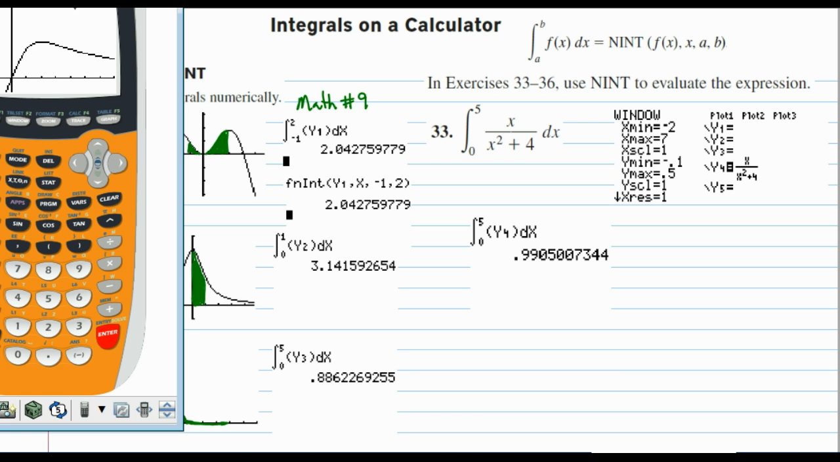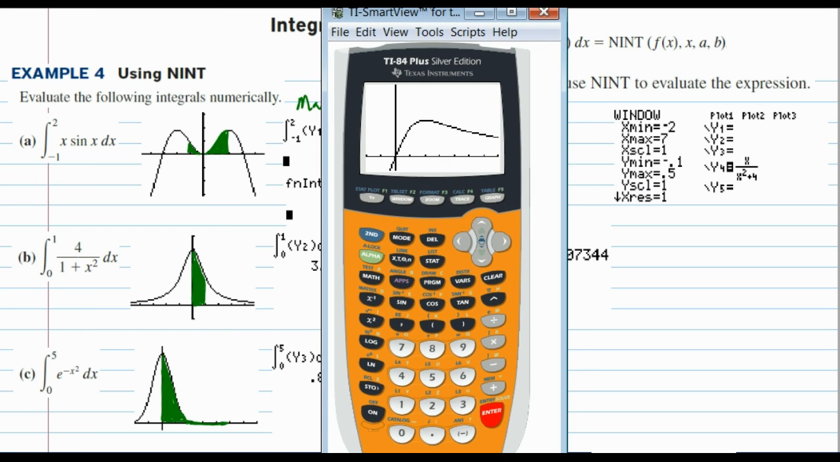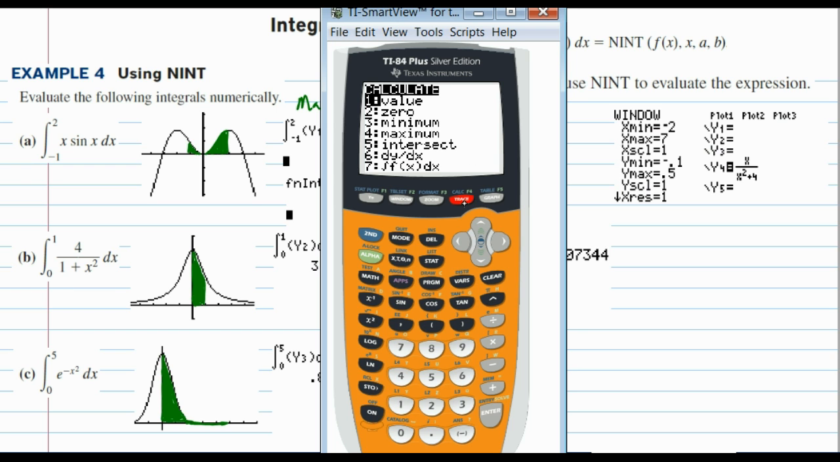So on your calculator you have your graph, and on your graph you can do second calc, and then look at that, number 7 is the integral f of x dx. Now look at number 6, dy dx. Uh-oh, look at that. What was that for? But number 7 is the integral, so hit number 7.